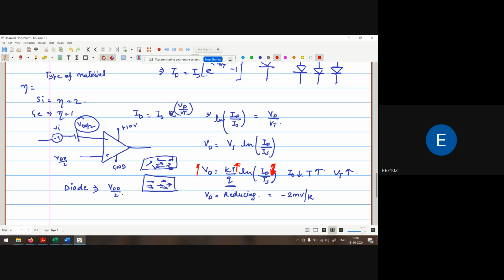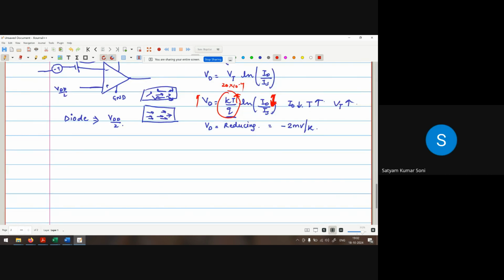So if I increase the temperature by 20 degrees, the effect of this particular parameter is 20 into 10 raised to power minus 4. Why? Because KT/q is in terms of 10 raised to power minus 4. So 20 into 10 raised to power minus 4 is the variation because of a temperature increase of 20 degrees Celsius. But this ID will be decreasing, and the effect of this one is higher than this component. So overall, the VD will decrease. Clear? Any doubt?